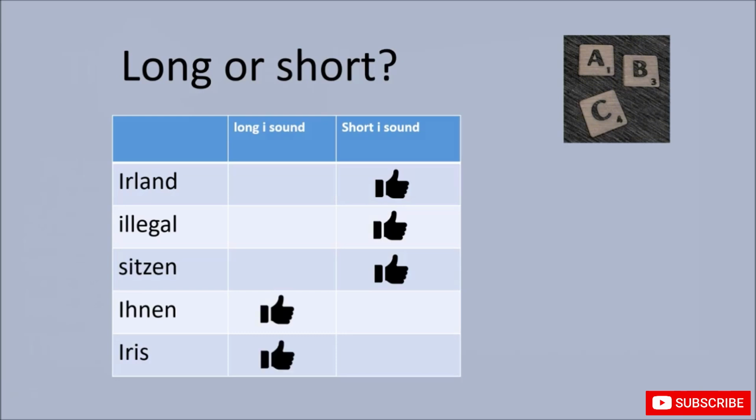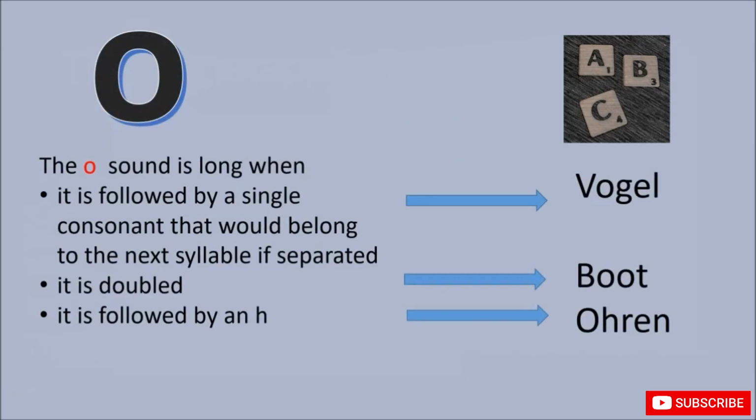Did you get those? Well done if you did. If you're not too sure, check again what the last two bits said about the I. Oh, and again it's the same rule. The O sound is long when it's followed by a single consonant that would belong to the next syllable if separated. Vogel. If you were to separate that, it would be Vo-gel. If it's doubled, Boot. And if it's followed by an H, Ohren.